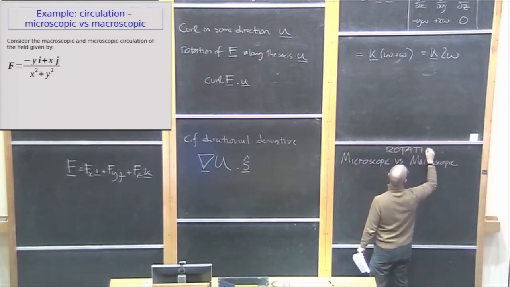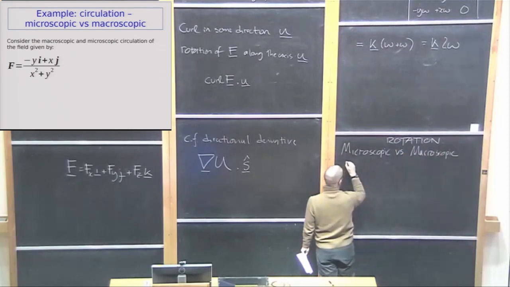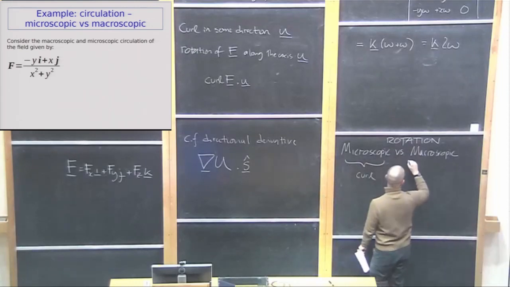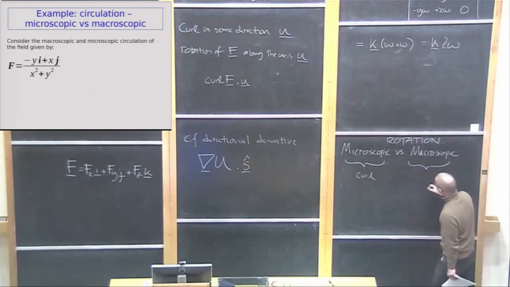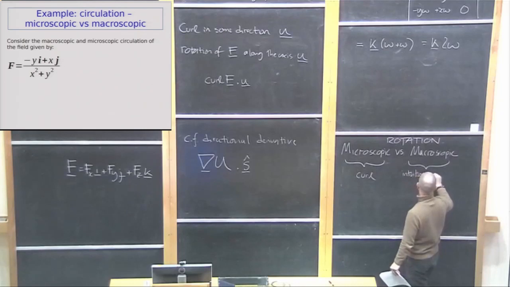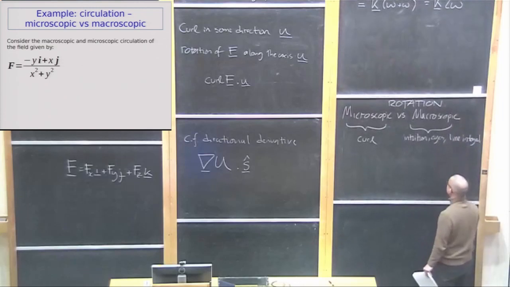And I'm talking about rotation here. The microscopic rotation is what we measure with the curl. And the macroscopic rotation is what we measure, for example by intuition, with our eyes, or more correctly, mathematically, with a line integral.